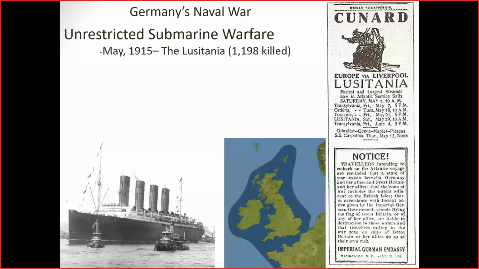which killed 1,198 passengers and several hundred more of the crew. This is the Lusitania right here. It was sunk off the southern coast of Ireland. It's right down here. Now, this is the newspaper advertisement and notice for the Lusitania. And this is telling travelers that you're sailing into a war zone, basically. In addition to this, it should be noted the Lusitania was carrying supplies for the war. It was actually listed on its ship's manifest as a military transport and supply ship.